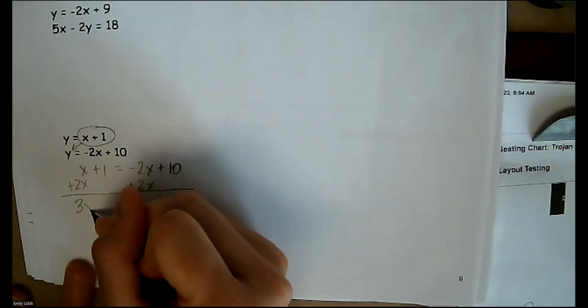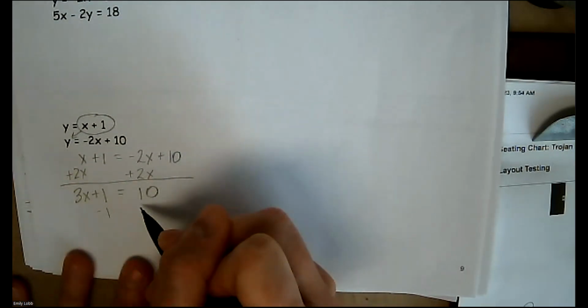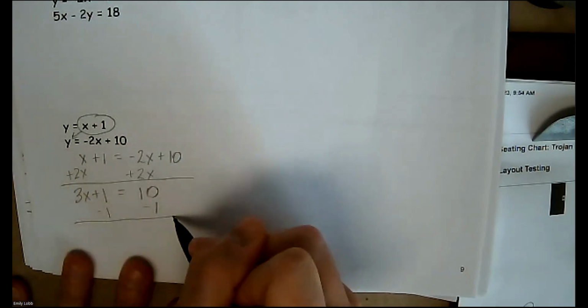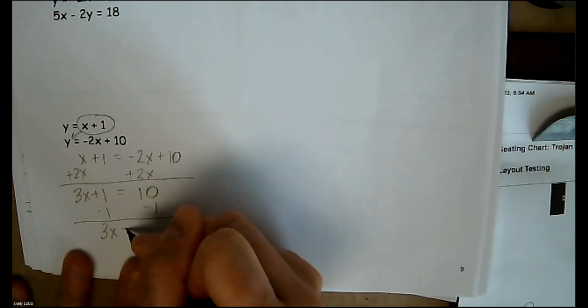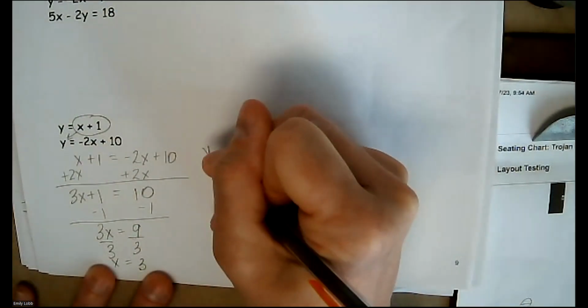So here I have 3x plus 1 is equal to 10. Is that right? That's not nice. So then I'm going to subtract 1. Oh, and this becomes nice. So 3x is equal to 9. Divide both sides by 3 to figure out what 1x is equal to. Am I done here? No, I've got to put it in.